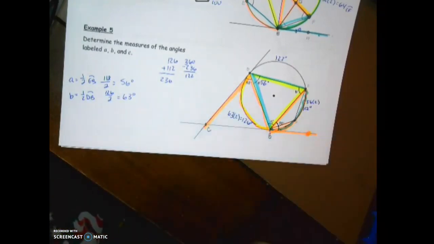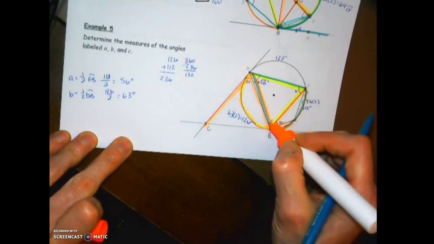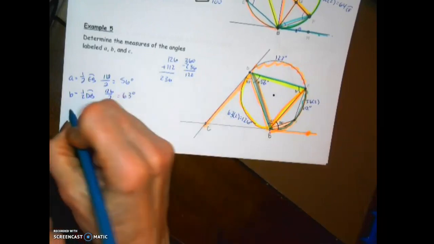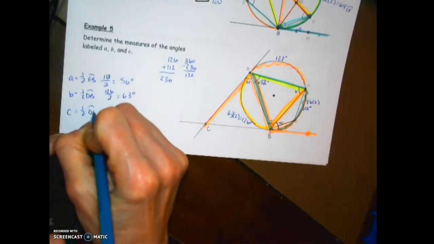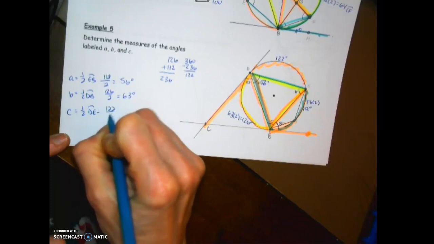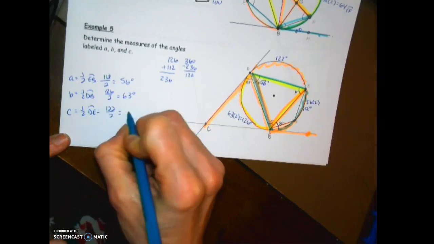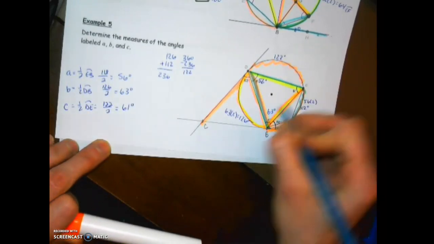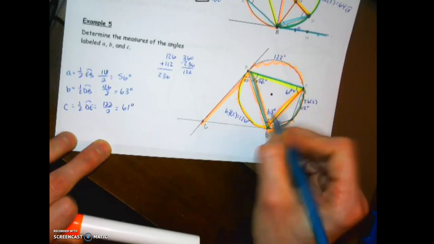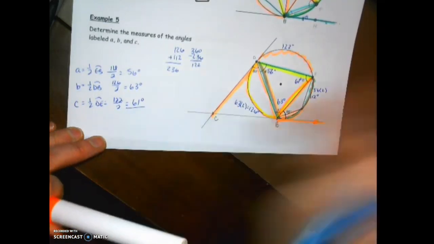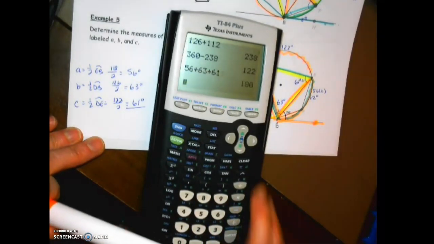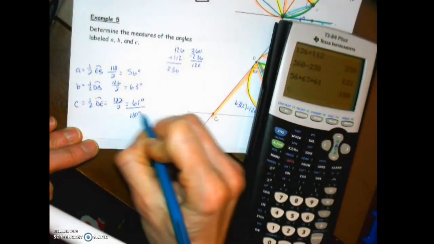And then last but certainly not least, angle C is also an inscribed angle, and it's going to be half of arc DE. So it's going to be half of 122 degrees, which comes out to be 61 degrees. Now this is also a triangle. So once you had two angles, you could have done 56 plus 63 and subtracted from 180, but we can also check our work by saying 56 plus 63 plus 61 is 180 degrees, which is the sum of the three angles of any triangle.